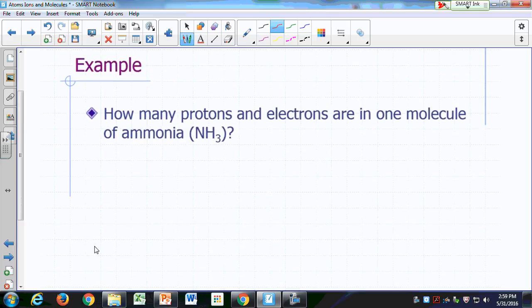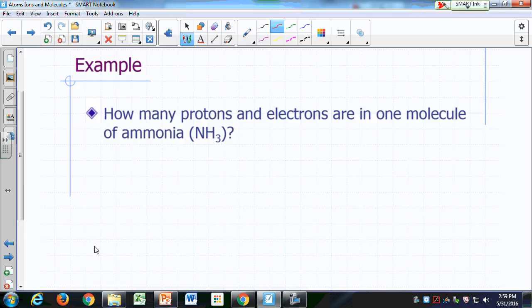How many protons and electrons are in 1 molecule of ammonia? Ammonia is what you'll find in your window cleaners, like Windex. That's the characteristic smell of ammonia. So, how many protons and electrons are in 1 molecule of ammonia?